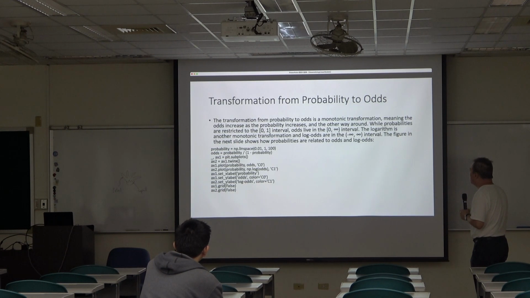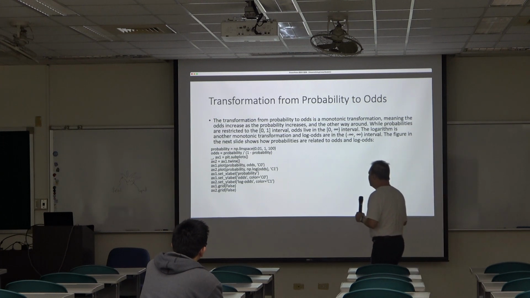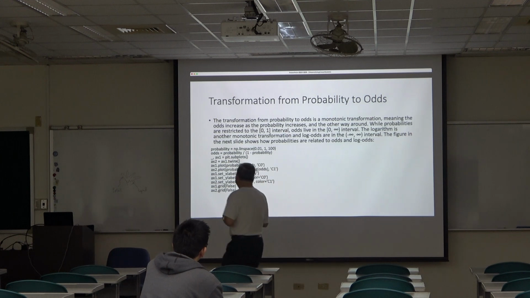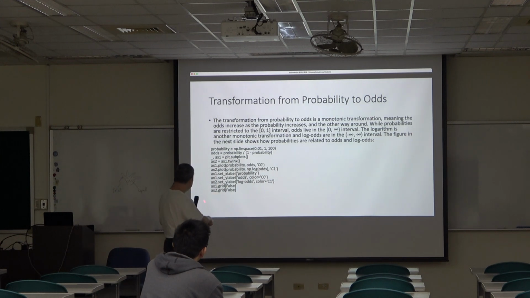So the transformation from probability to odds is a monotonic transformation. In other words, when probability increases, odds increases too, and vice versa. Here, we especially draw a figure to show that fact.